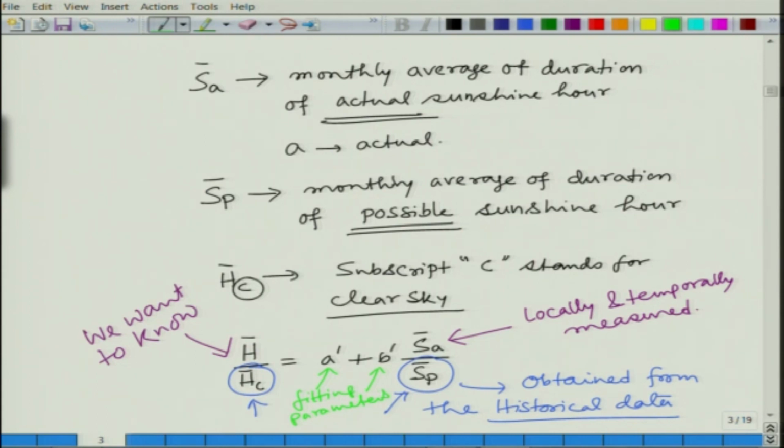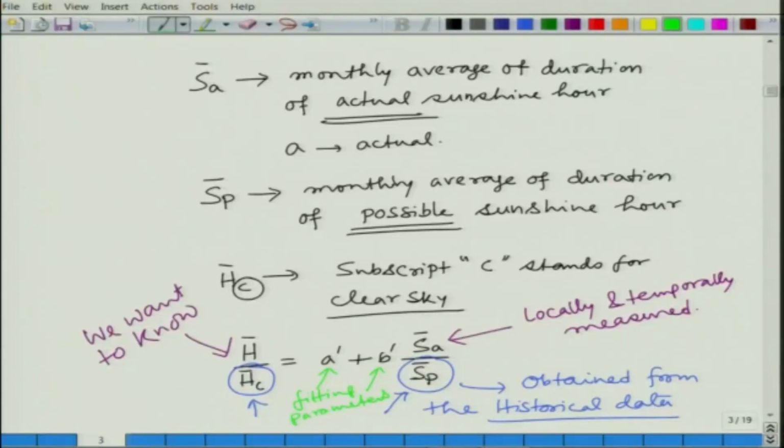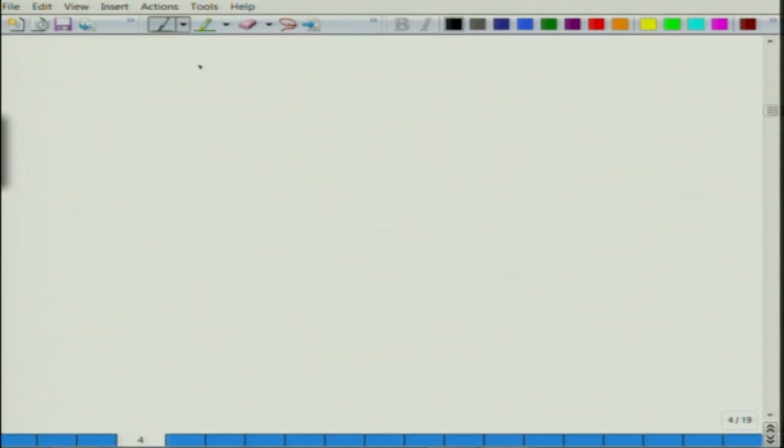Okay. And we will see that for different locations we will have different fitting parameters, and those are the space area or the location specific information that are there in those A prime and B prime. Okay. Now, one thing that we need to talk a little bit about is that clear sky assumption.